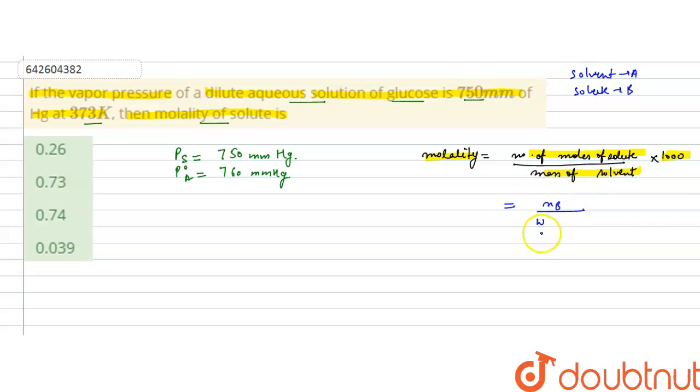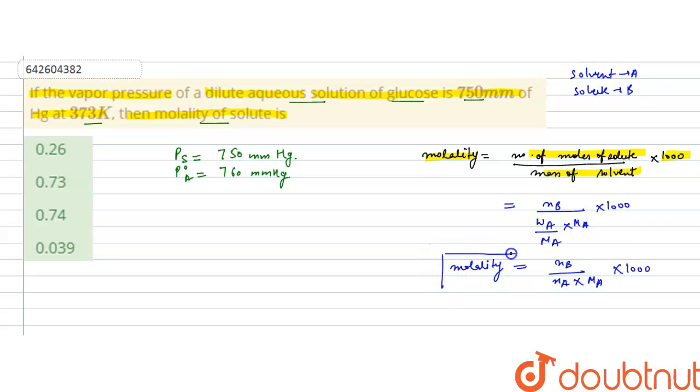So mass of solvent would be WA. If we multiply and divide it by its molecular weight, we will get the number of moles of solvent, WA by MA, that is given weight upon molecular weight. So we will have NB upon NA into MA, that is molecular mass of solvent, into 1000. So we can calculate the molality by this formula.